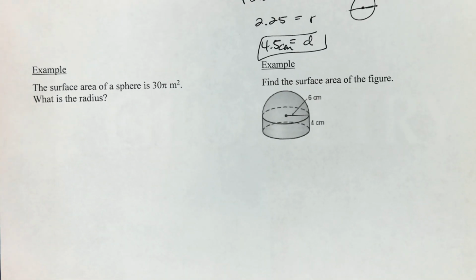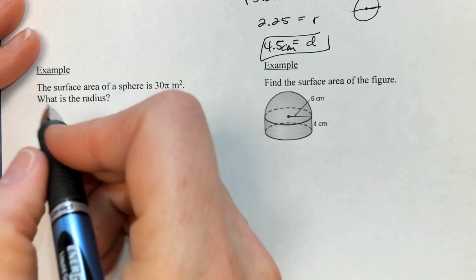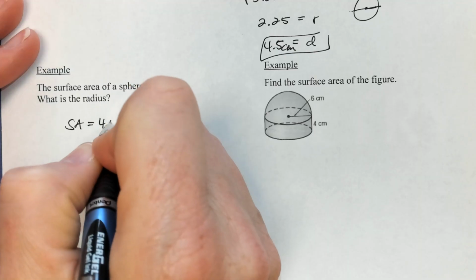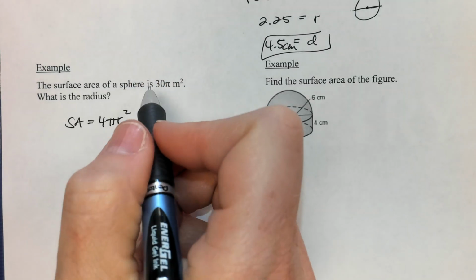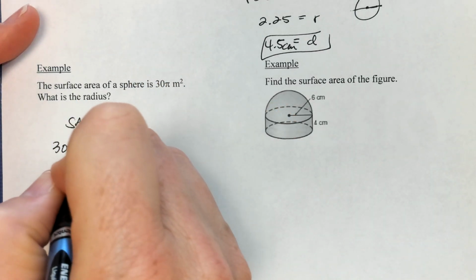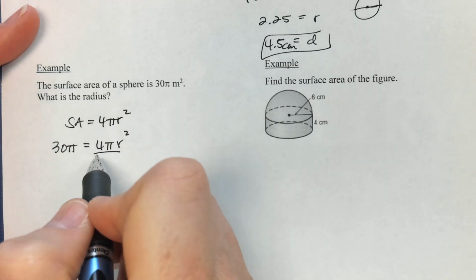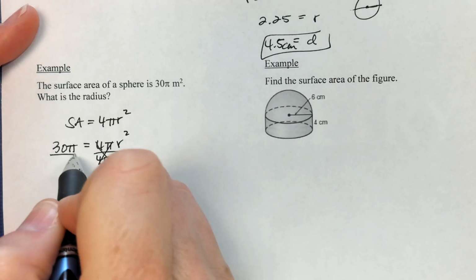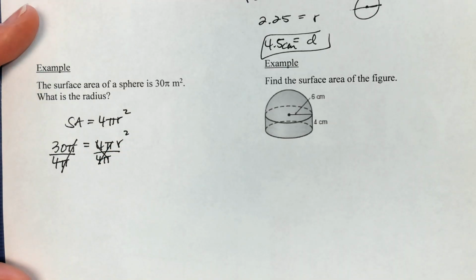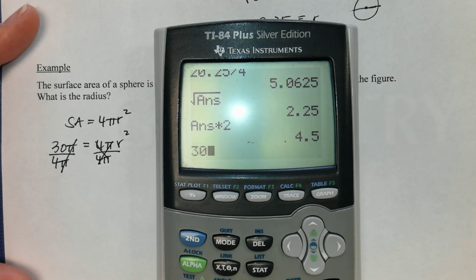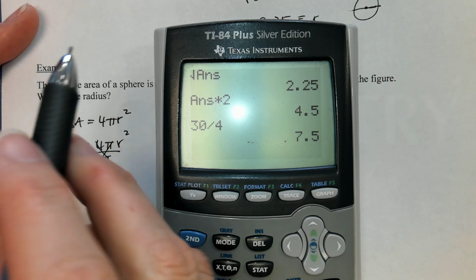Next up, it says the surface area of a sphere is 30 pi. What is the radius? Surface area equals 4 pi r squared. They told me the surface area, which is 30 pi. So I'm going to divide both sides by 4 pi. I'm going to win again because the pi's are just going to cancel, so that's not a big deal. 30 divided by 4 is 7.5.